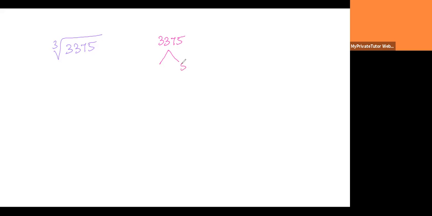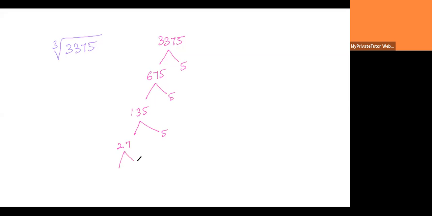I think we can go with the 5 initially. So what is 3,375 divided by 5? 5 6s are 30, and then 5 7s are 35, 5 5s are 25. Yeah, 675. And then I think we can go with the 5 again. Everyone agrees to that, I hope. Then again the 5. 5 2s are, 5 7s are, isn't it?